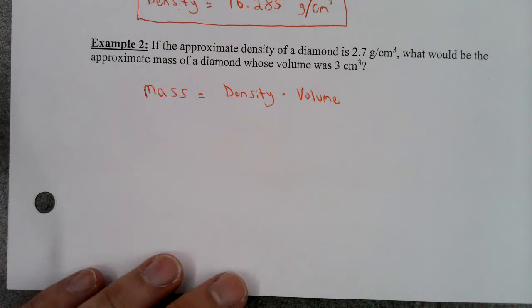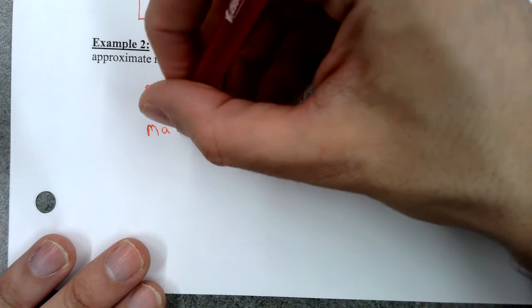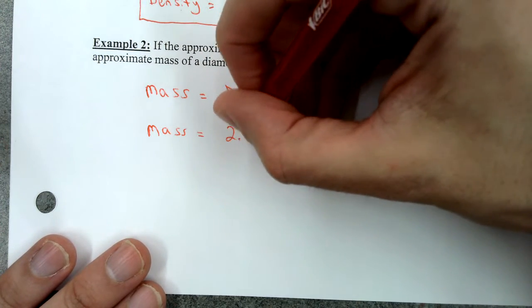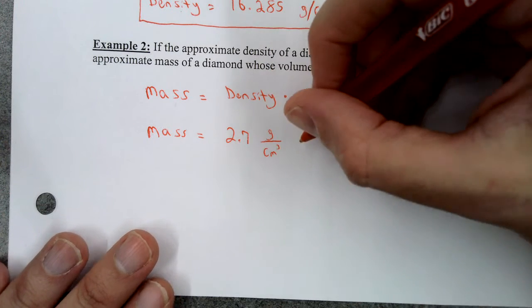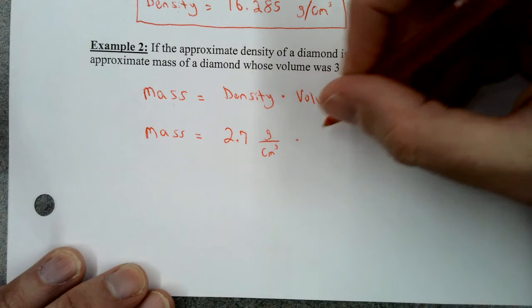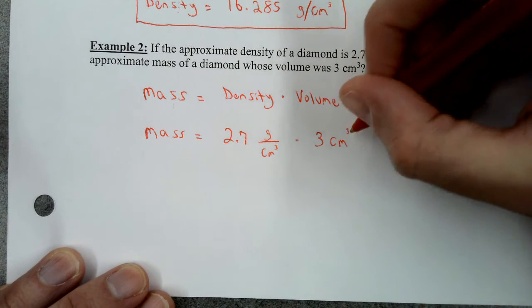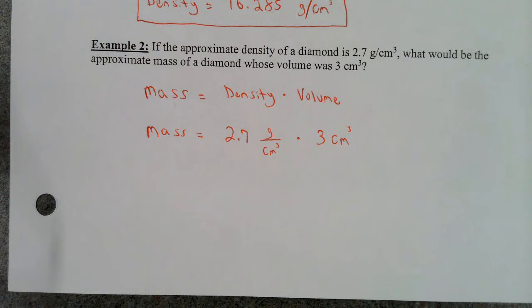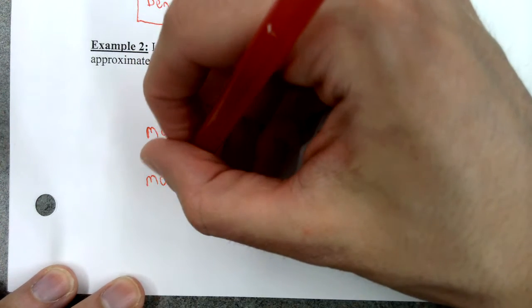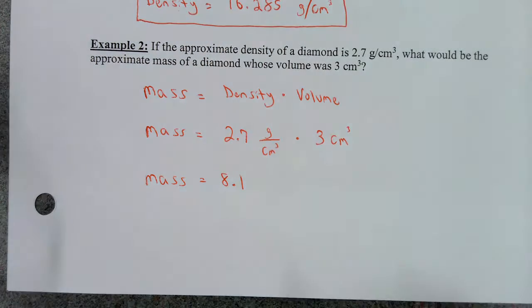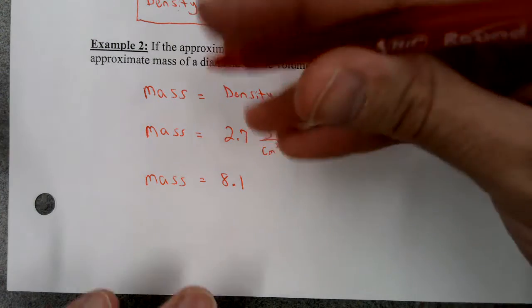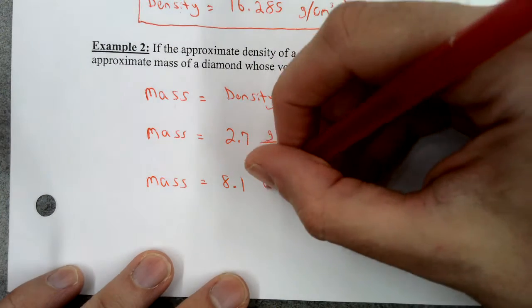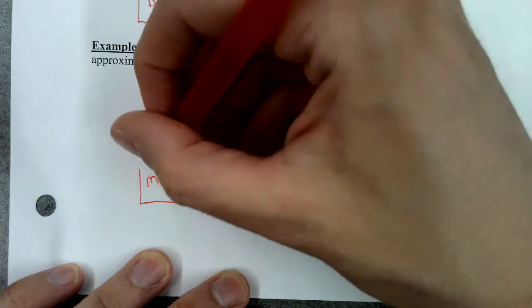So mass is going to equal a density of 2.7 grams per centimeter cubed times 3 centimeters cubed. Okay, so what happens is you're going to multiply the numbers. 2.7 times 3 is 8.1. As far as the units go, these centimeters cubed and those centimeters cubed divide out, and the units you're left with are just 8.1 grams. So that's the answer.